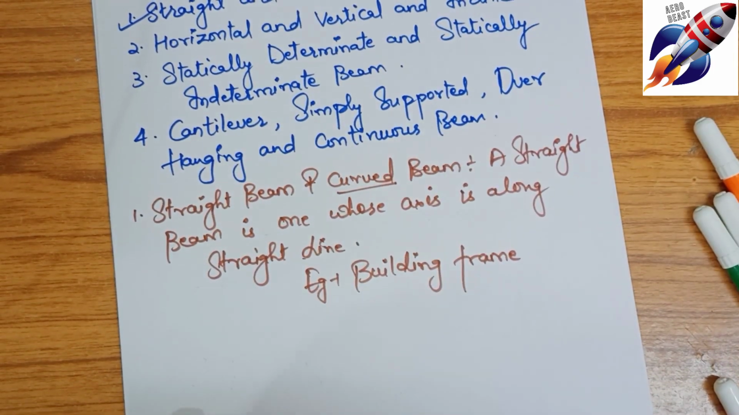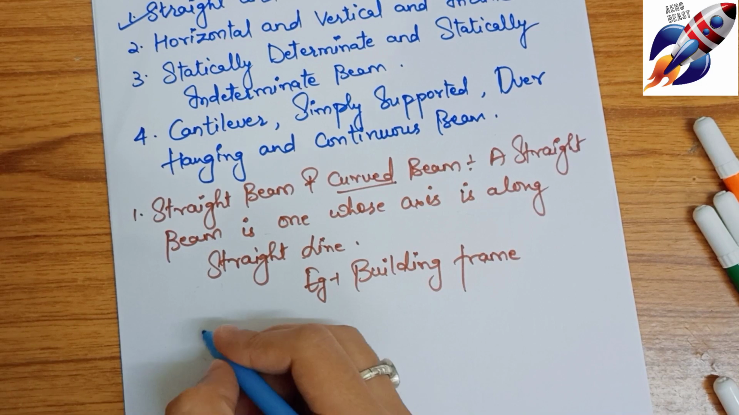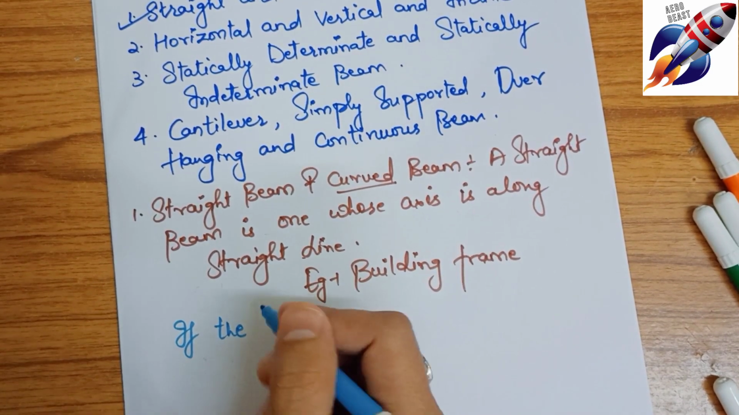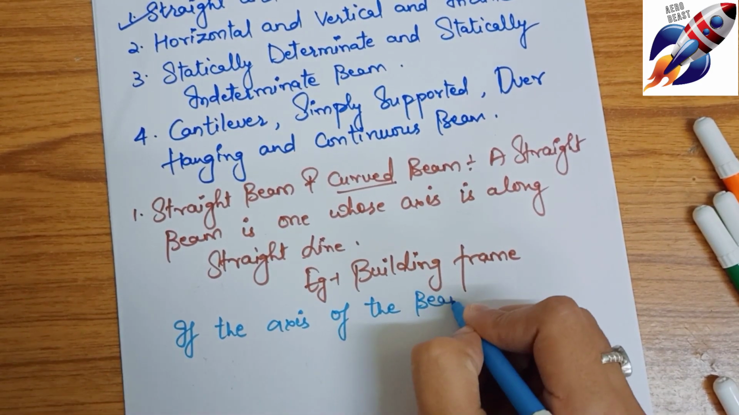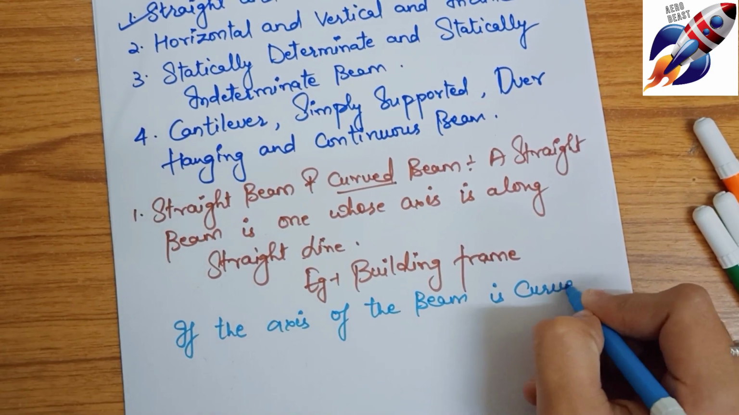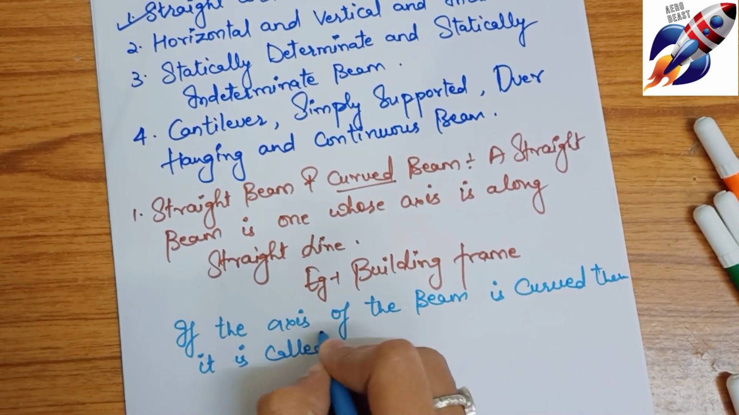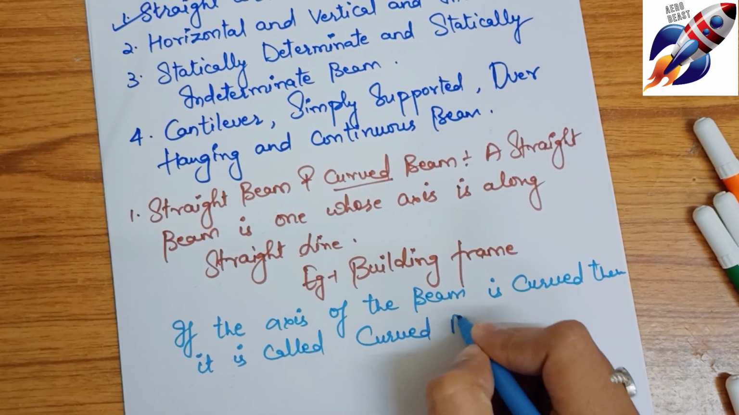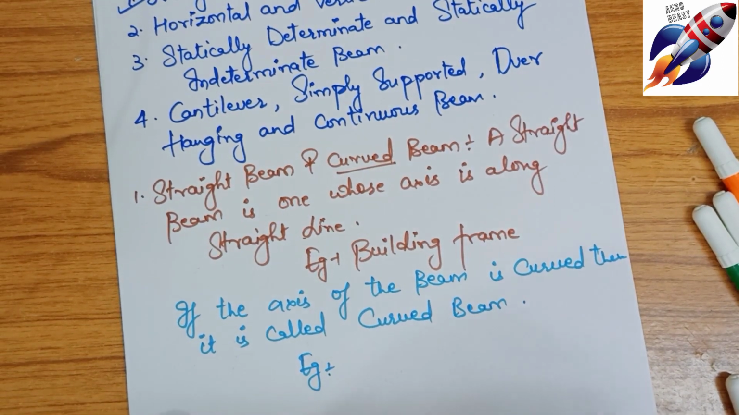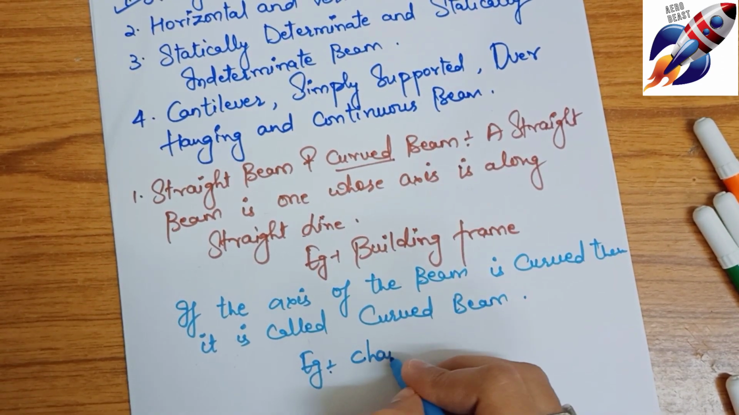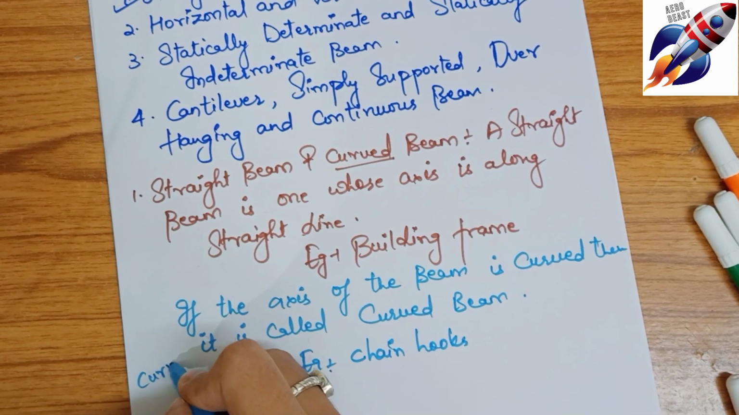Next one is curved beam. If the axis of the beam is curved, then it is called curved beam. Simple. Going with the example for curved beam, it is chain hooks. Chain hooks is the best example for curved beam.